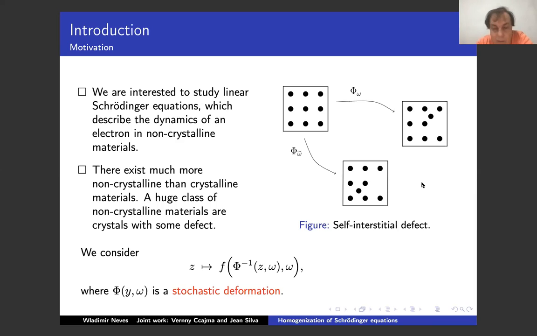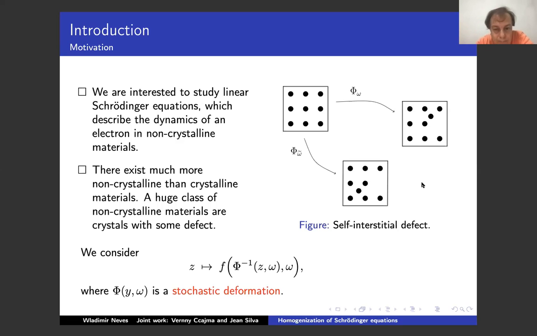Most of the time, the Schrödinger equation is posed in a periodic setting, and then you have this well-known Bloch theorem. Since a material which is crystalline, the mathematical representation of that is a periodic function. This is the usual setting.